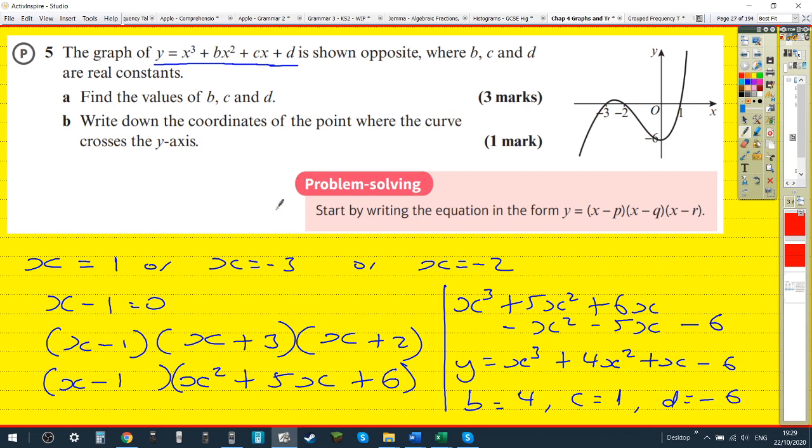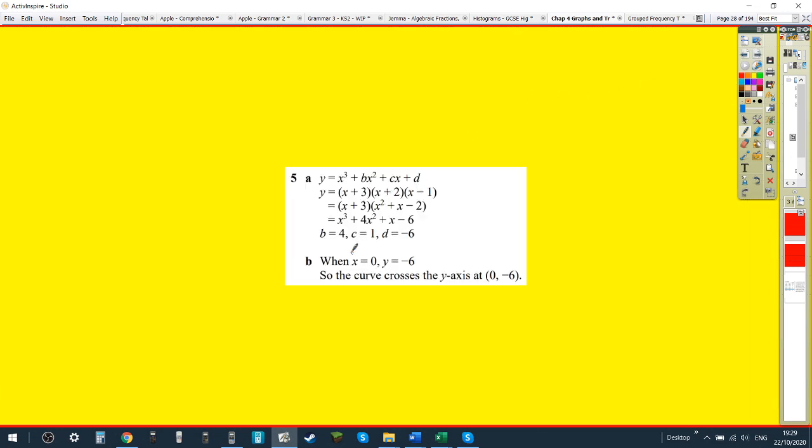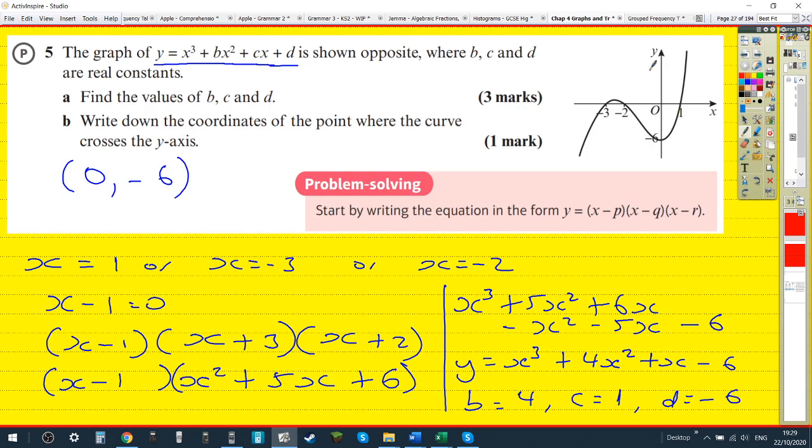Question B. Would it be minus? Oh wait, it would be 0, comma minus 6. Well done. I wanted it as a coordinate, and you gave it as a coordinate. B is 4, C is 1, D is minus 6, and so 0, minus 6. Fantastic. Any questions there? No.